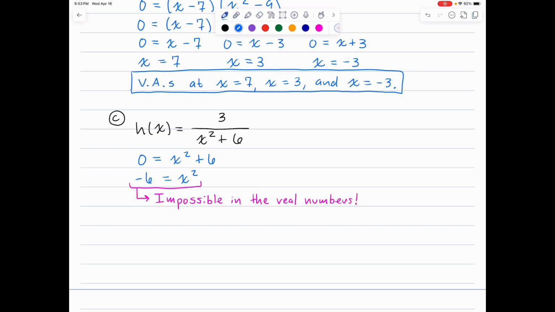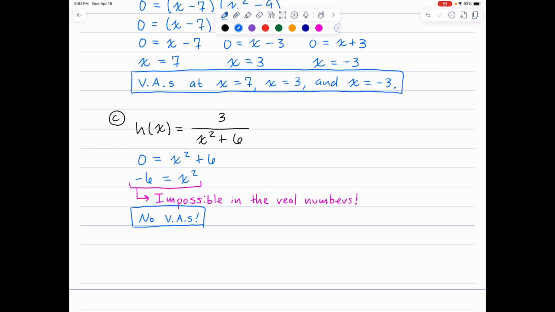So that means that there are no vertical asymptotes. So we can say there are no vertical asymptotes. And that's your answer. No vertical asymptotes. All right. So that is this example.